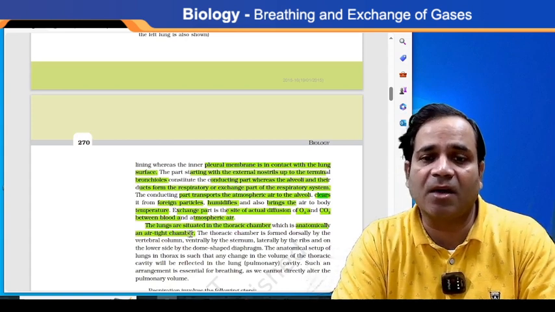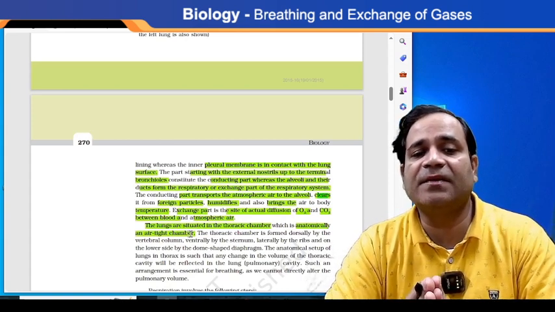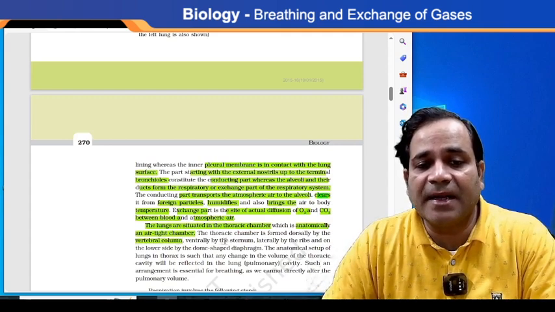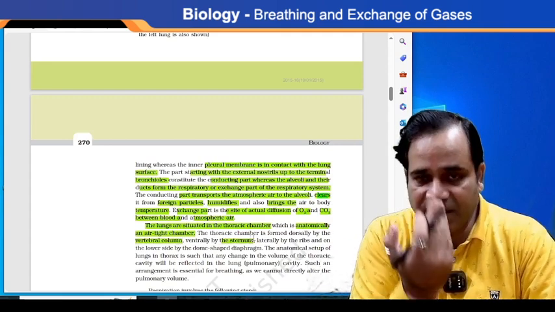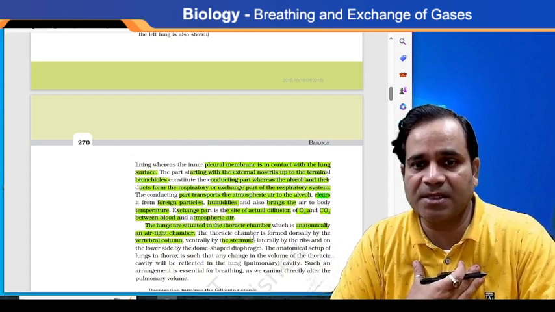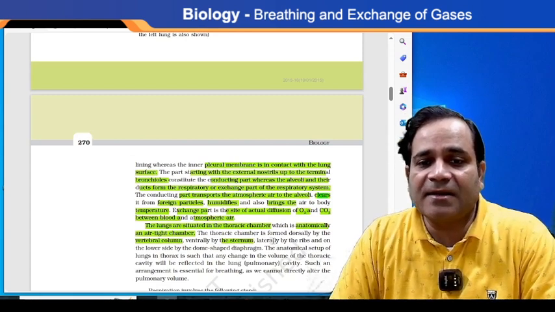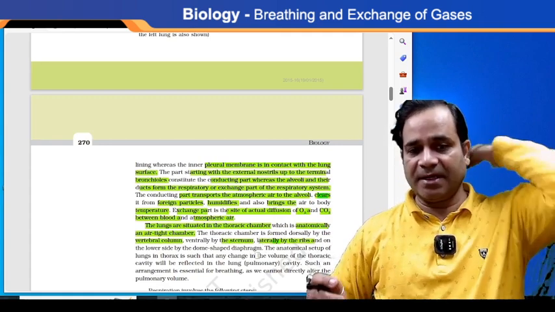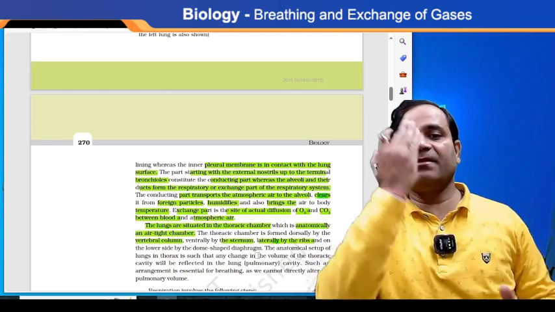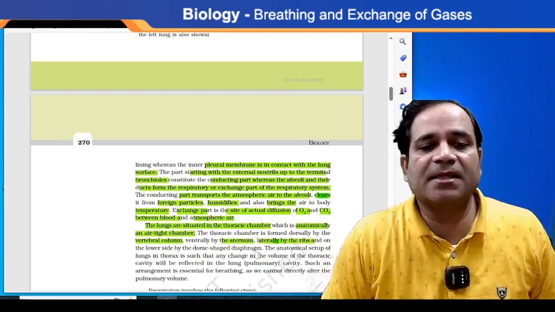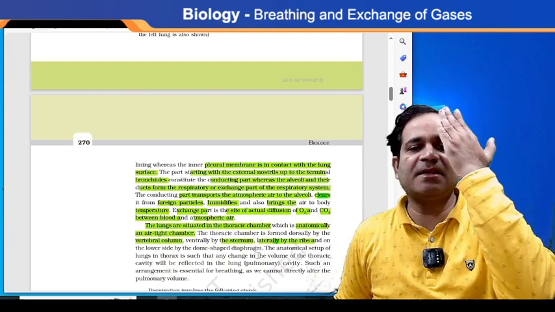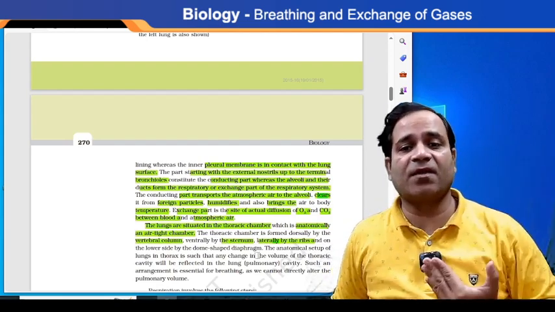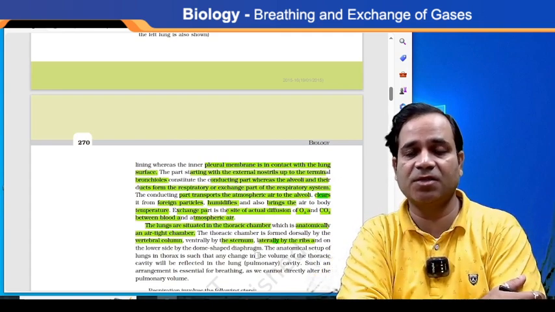That thoracic chamber is formed dorsally by the vertebral column, ventrally by the sternum, and laterally by the ribs. Ventral means the front region, known as the sternum. Again, dorsally means backside, ventral means front side, and laterally means sideward. So this is the three-way arrangement.